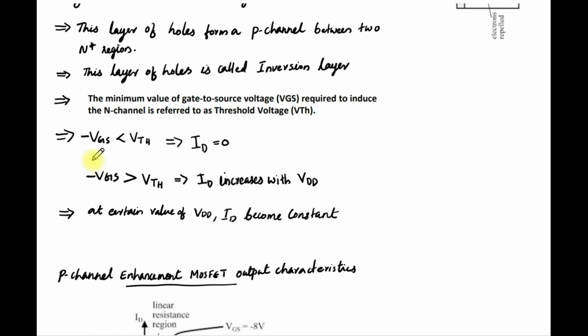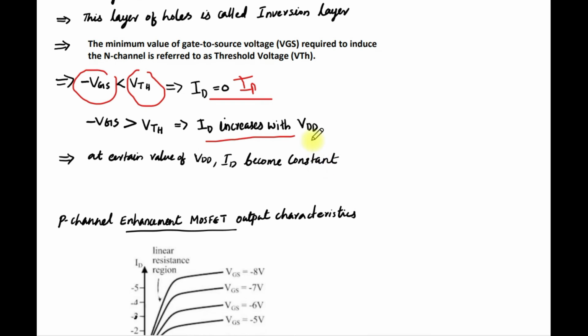And as you know, if this applied voltage is a negative VGS and that is less than this VTH, that means ID is equal to 0. So when this VGS becomes the VTH value, then ID is created. There is a current ID present, and when this minus VGS value goes beyond this VTH, then ID increases with the applied VDD. Okay, that VDD is also minus and this VGS is also minus, and at a certain value of this minus VDD, we can say that ID becomes saturated and it becomes constant.